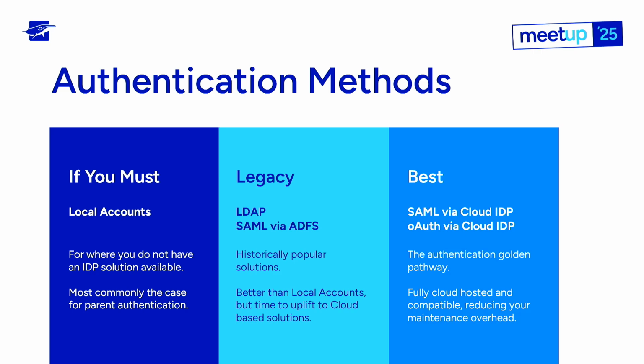And then finally, there's our best approach, or what schools who are implementing Schoolbox typically implement today, and that's either SAML or OAuth via a cloud identity provider solution. And this is what we call the authentication golden pathway. Both solutions are fully cloud compatible, and being cloud first, they help reduce your IT overhead and tech debt.